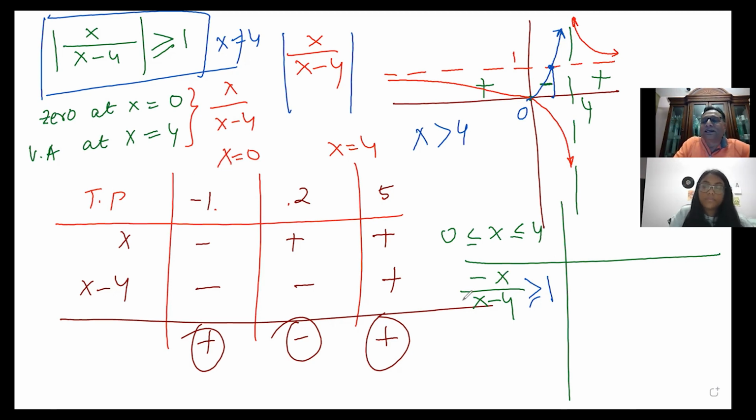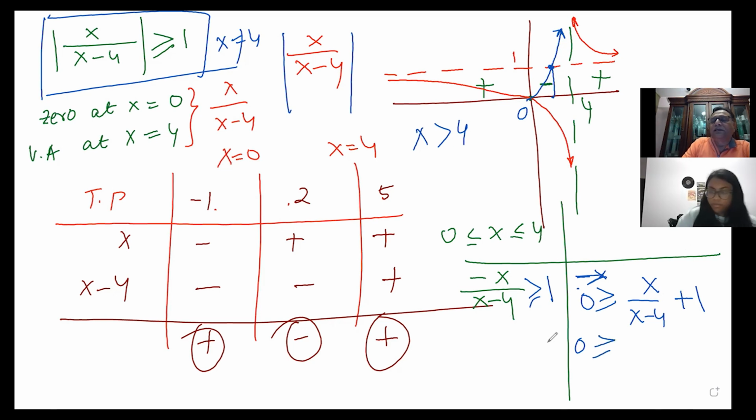So we'll bring 1 to this side and then we'll solve. So I'm now using this space. So we have minus x over x minus 4, rather we'll bring that to the other side, right? So I'll say 0 is greater than or equal to x over x minus 4 plus 1. Is this clear? We'll solve this. 0 is greater than or equal to x minus 4 in the denominator, x plus x minus 4, correct?